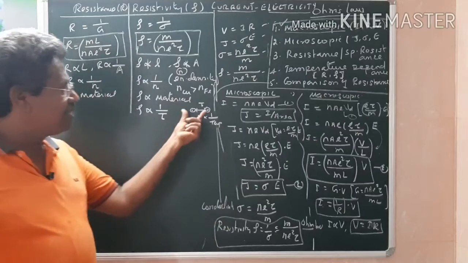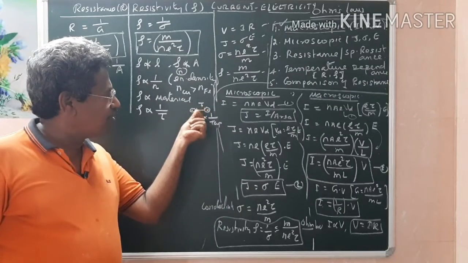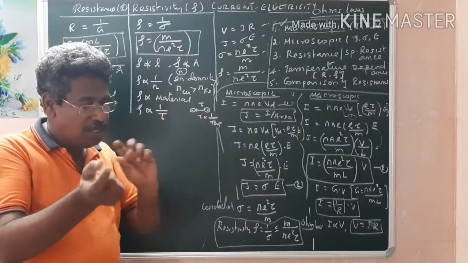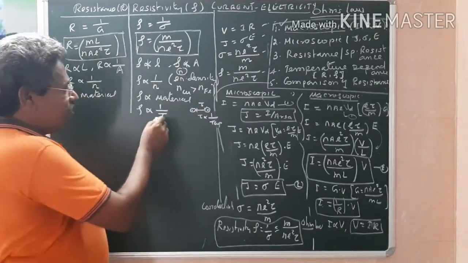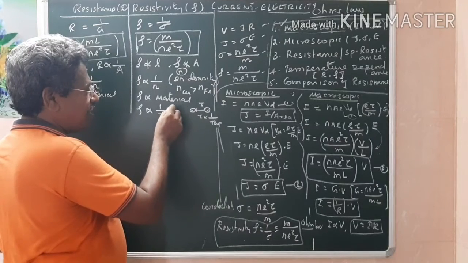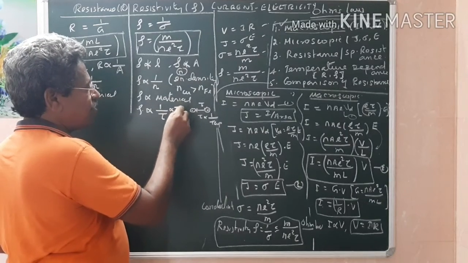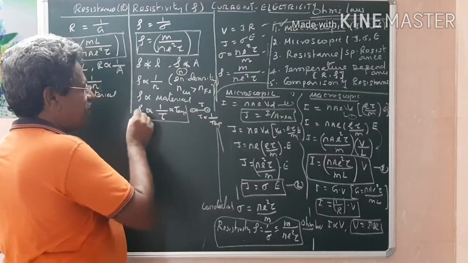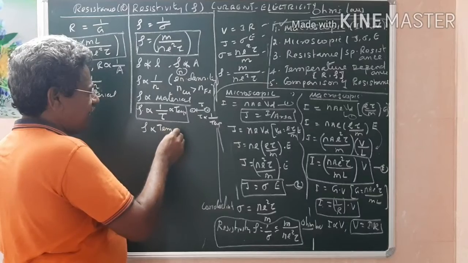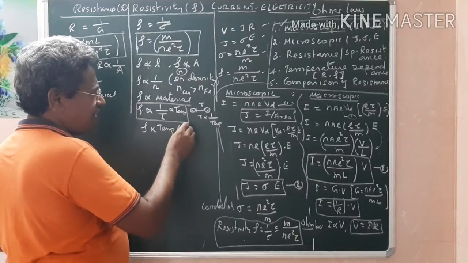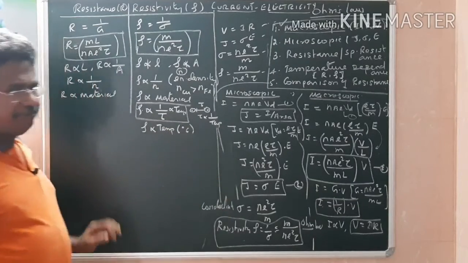When the temperature increases, due to the vibration, the ions will come closer, therefore the time taken to undergo a collision between the two ions will decrease. Therefore tau is inversely proportional to temperature, or we can say resistivity is directly proportional to temperature. This temperature should be expressed in degrees Celsius, not in Kelvin.